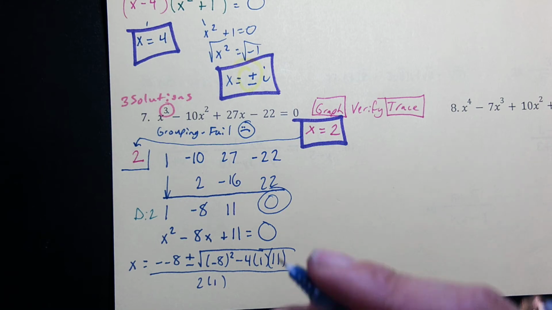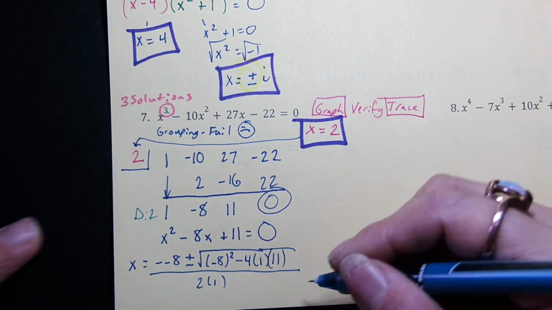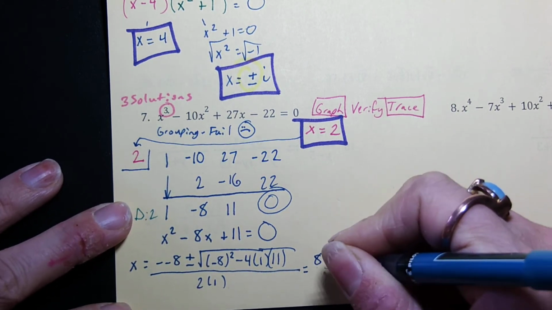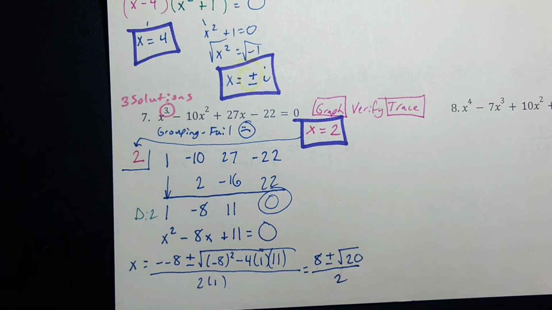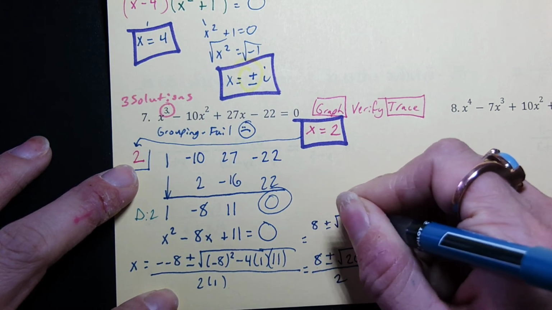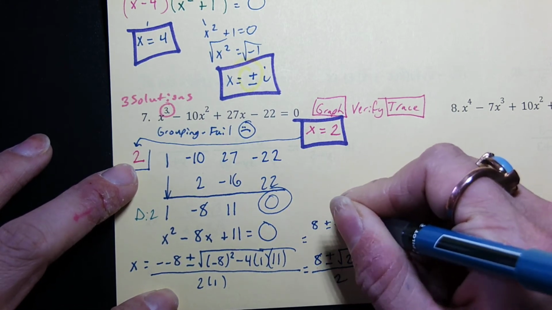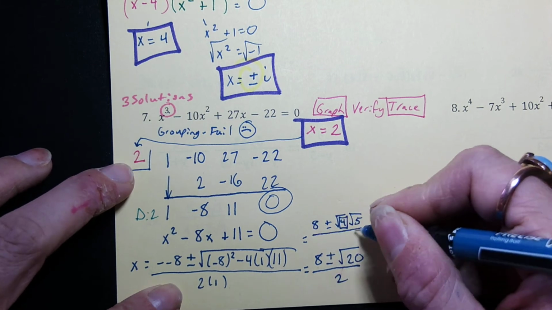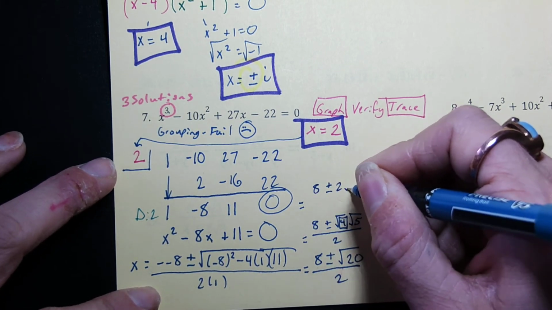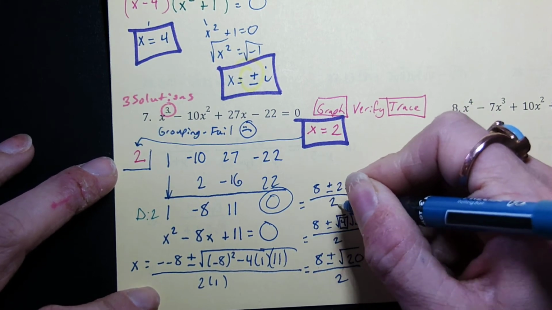So we start underneath the radical. Negative 8 squared is 64 minus 44, that's 20. So 8 plus or minus square root of 20. What do we do after we simplify what's under the radical? We simplify the radical itself. So what's the biggest perfect square I can take out of 20? 4. So square root of 4. There's the perfect square factor. Square root of 5. All over 2. So then 8 plus or minus 2 rad 5 all over 2.